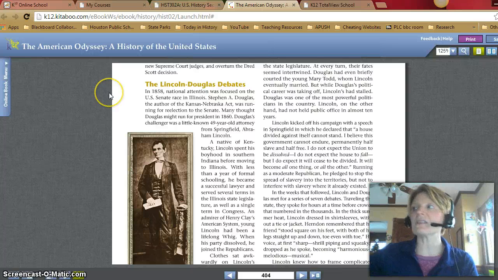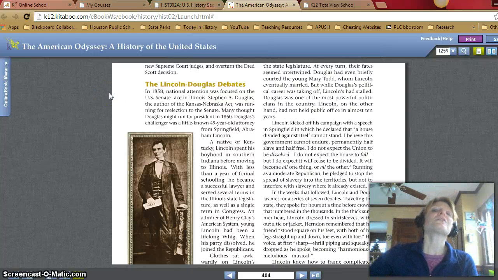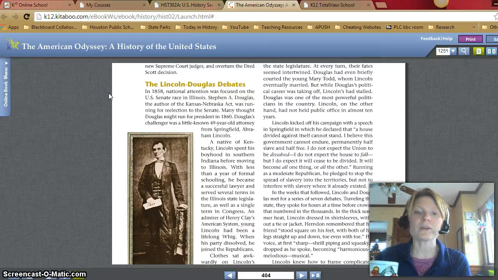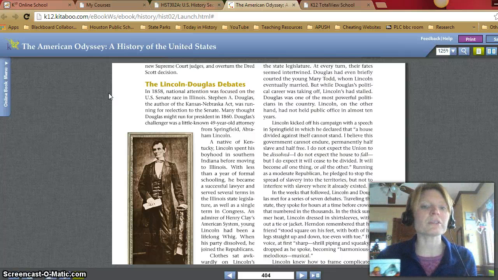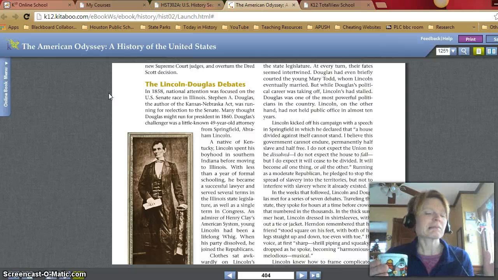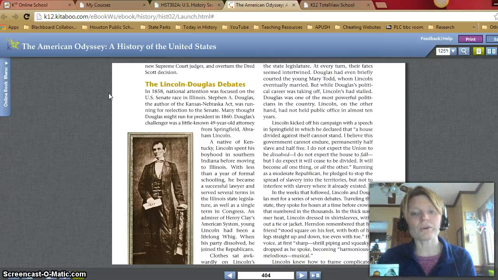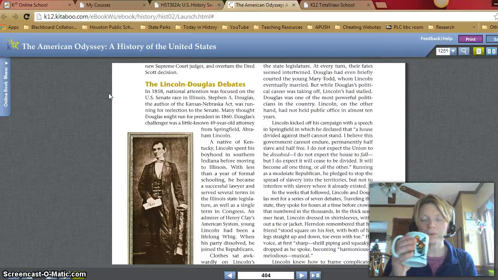So the Dred Scott decision is one of the vitally important Supreme Court cases that you will learn about in U.S. history. Marbury versus Madison was one we learned about back in Unit 2 or 3. Dred Scott is one we're learning about now in Unit 5, and there'll be more as we go through the course.